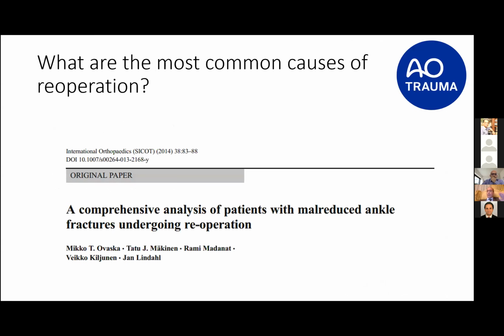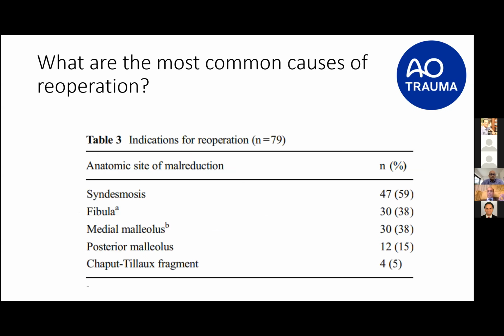Now, as we all agree, the most important point is prevention. And prevention is to do the primary operation well. So if we know the most common causes of reoperation, then we take care. This is a very important study that analyzed the cause of revision in cases of malunited ankle fractures. So do you think medial or lateral? Lateral. Yes, correct, Dr. Ossama. So syndesmosis and fibula were the most common causes for reoperation.